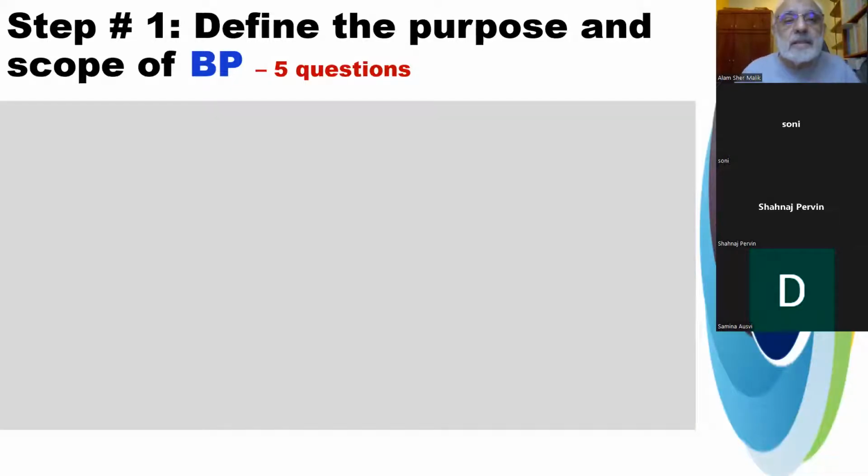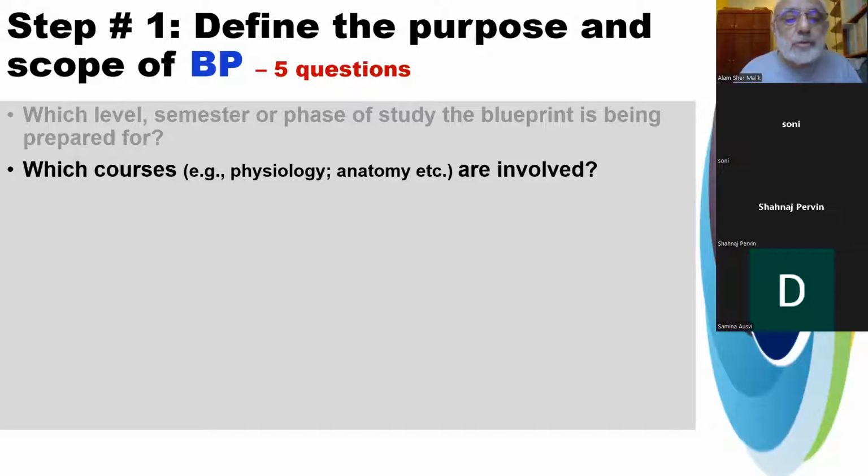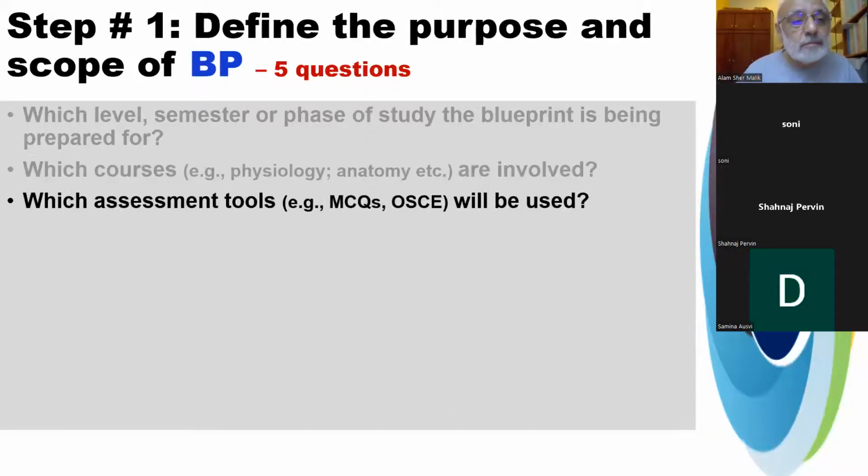The first one is the same as we saw in that paper: define the purpose and scope of blueprinting. For this step, we have to answer 5 questions. First, which level, semester, or phase of study is the blueprint being prepared for? Number 2, which course, anatomy, physiology, internal medicine, or surgery, is involved?